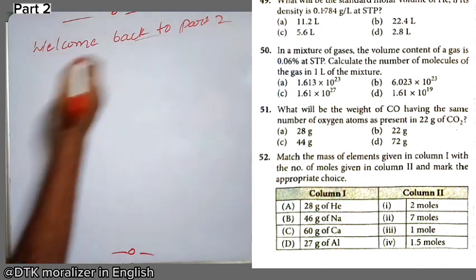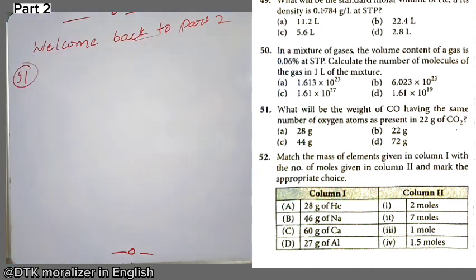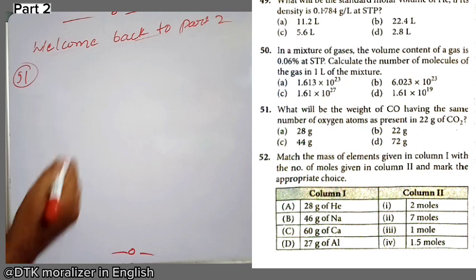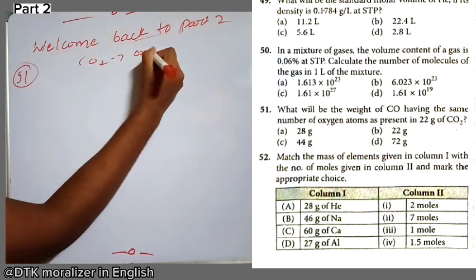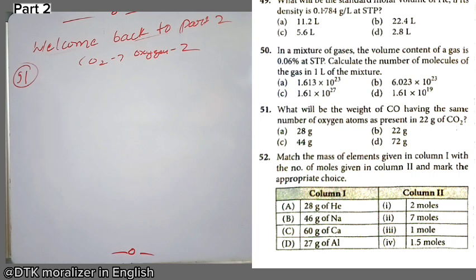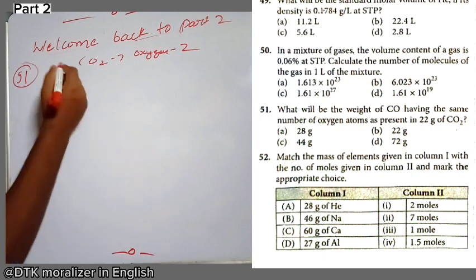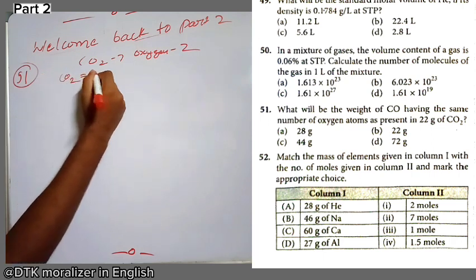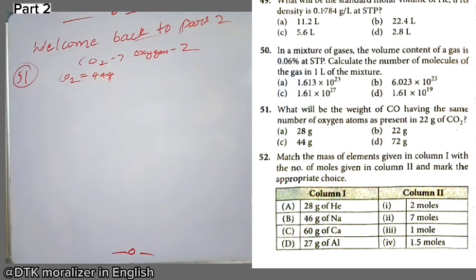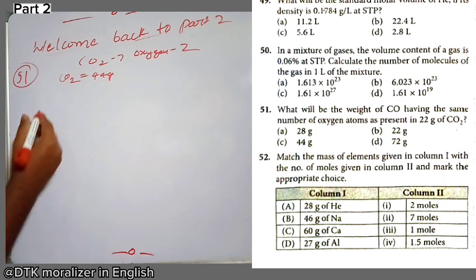In this video, I'm going to discuss the chapter Some Basic Concepts of Chemistry. Now question 51. What will be the weight of CO having the same number of oxygen atoms as present in 20 grams of CO2? As you can see here, in CO2 there are two oxygens present. Here 44 grams of CO2 is equal to 1 mole.